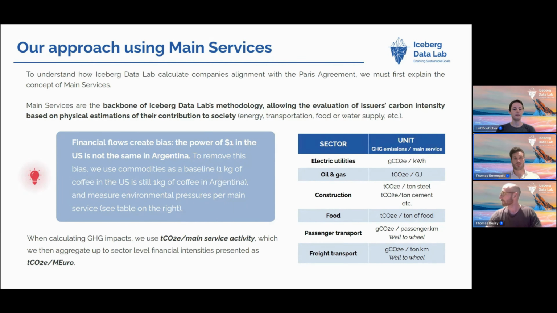This is a very important feature of Iceberg Data Lab. It enables us to remove the bias of sales or big companies that have large turnovers. In the analysis of car makers, for example, it enables us to remove from the low carbon indices that we create some car makers that get in with other data providers. Every GHG impact is presented and calculated using this ton of CO2 per main service activity.